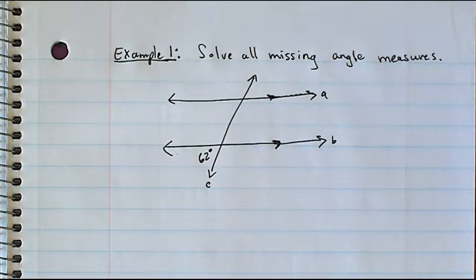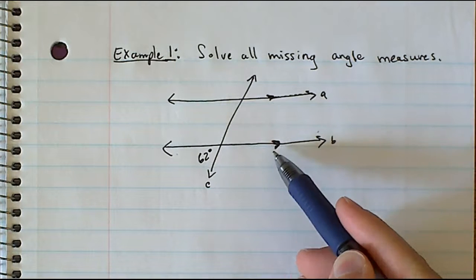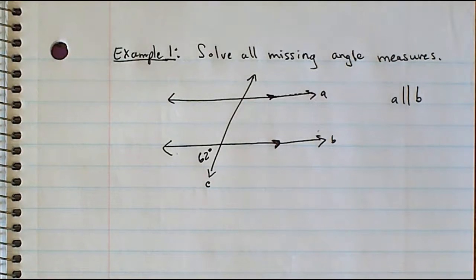Okay, here's the first example. Solve for all missing angle measures. The first thing that I noticed right away is that lines A and B have the little arrows on them, which means that A is parallel to B. If those two lines are parallel, then I know that all of the angle relationships we just put into that chart will apply.